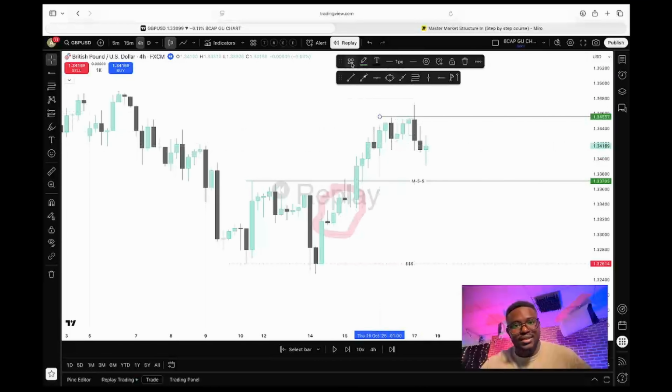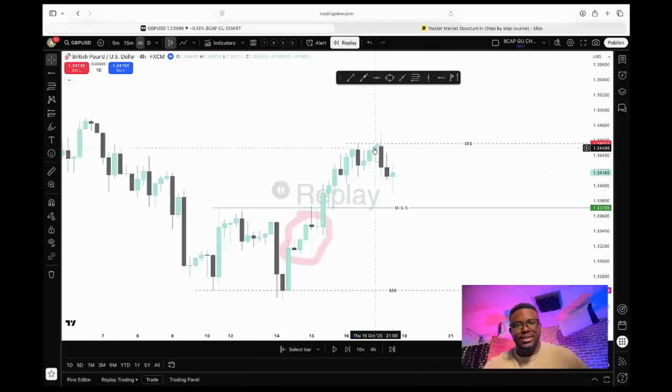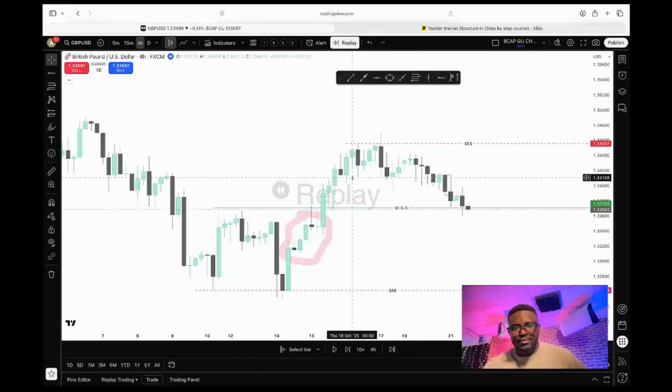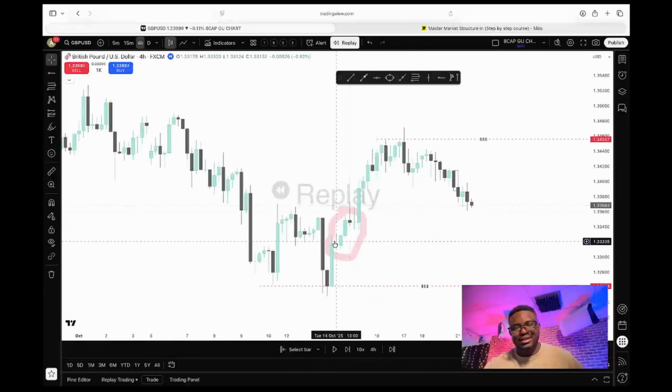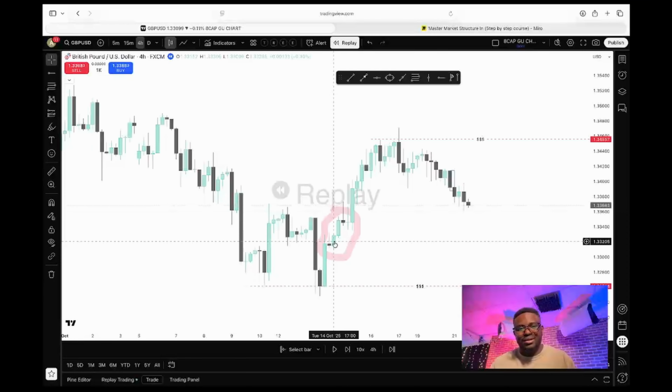So this is another liquidity raid right here as well, because price is basically not closing above. Had this candle closed above this, we would say that's another break of structure. But price just swept liquidity and moved in the opposing direction. So now if price actually closes below this low, this is a market structure shift, again bearish.